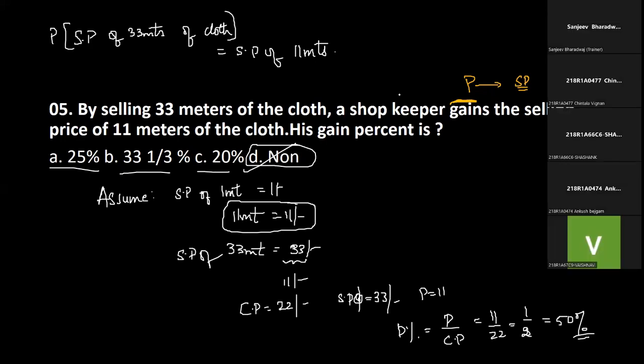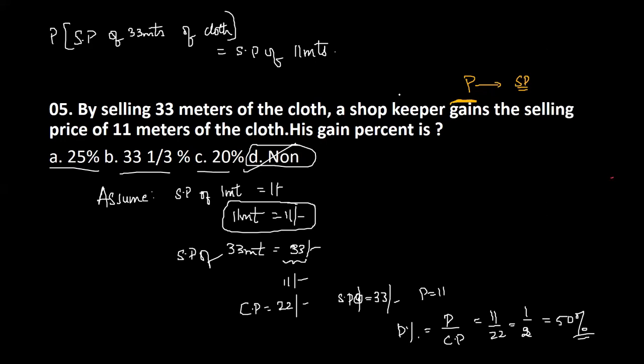Vishnu, I'll repeat it once. According to the question, the profit on the selling price of 33 meters of cloth should be equal to the selling price of 11 meters. But we don't know how much each meter is sold for. Let us say each meter is sold for 1 rupee. That means 11 meters should be sold at 11 rupees, and this is including the profit.